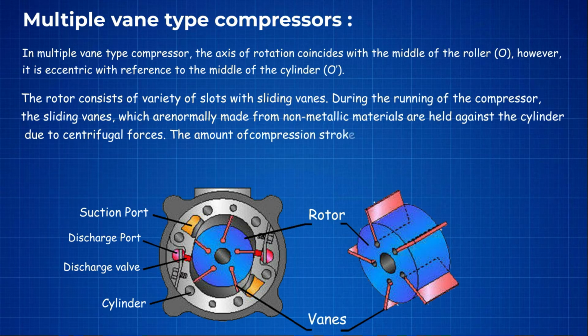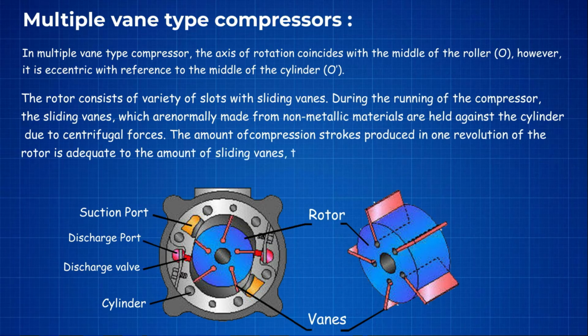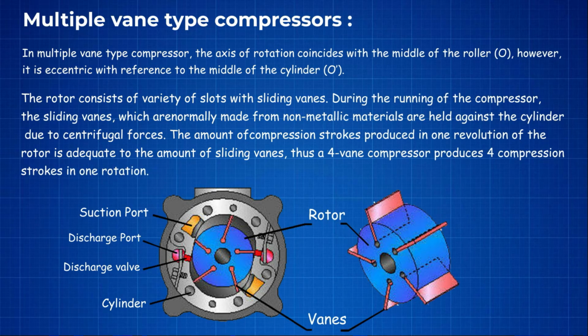The number of compression strokes produced in one revolution of the rotor is equal to the number of sliding vanes, thus a 4-vane compressor produces 4 compression strokes in one rotation.